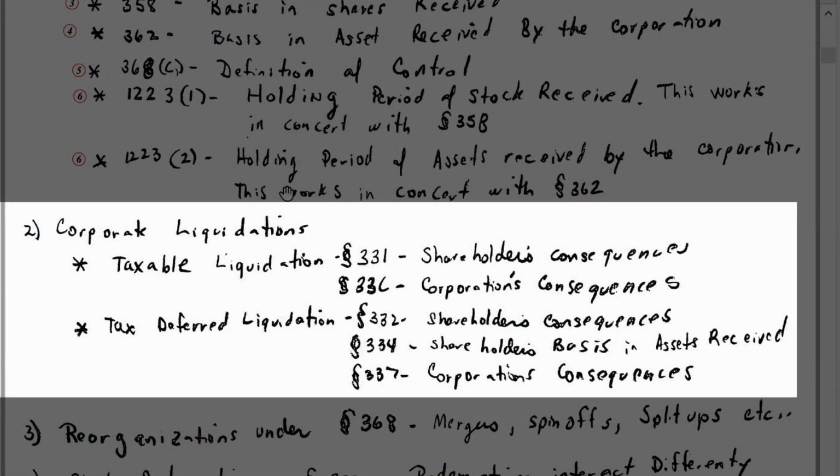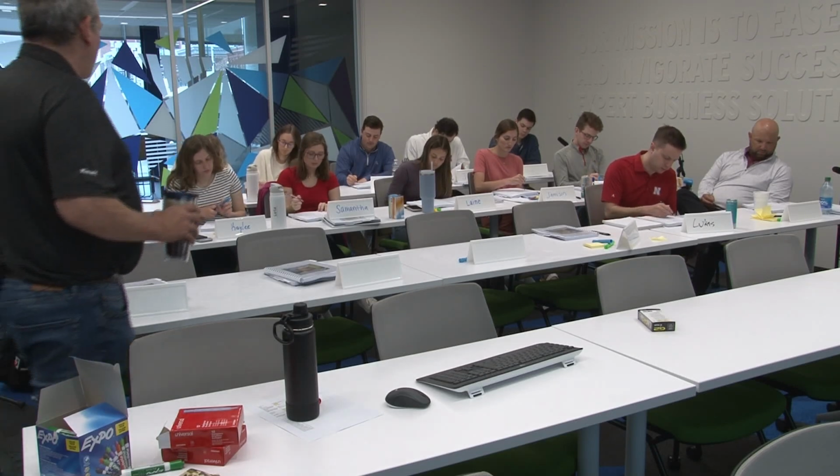Lucas, what's number 2 say up here? Corporate liquidations. Read the whole thing? Mm-hmm. All right, taxable liquidations, we've got 331, shareholders' consequences, and 336, corporation's consequences, and then tax-deferred liquidations, 332, shareholders' consequences, 334, shareholders' basis in assets received, 337, corporation's consequences. Put a circle around the tax deferred. Now, both are wildly important, don't get me wrong. But when you put a circle around that, inside that circle, you might want to write Q sub consequences.